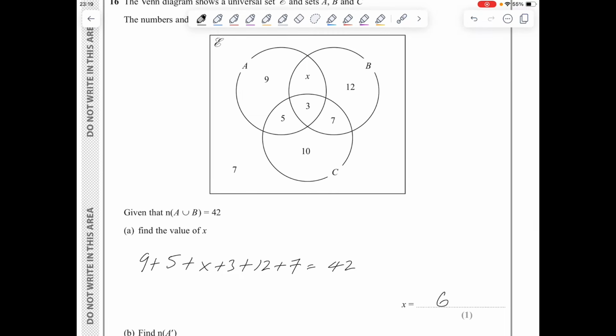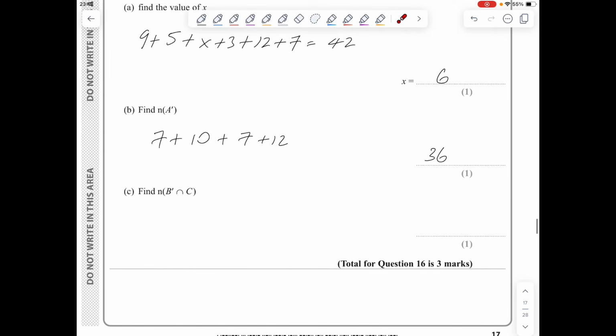where C is without the region of B. So we take the whole of C and we remove the things that are included in B. So basically we only have 5 and 10. So 5 plus 10 will give me 15.